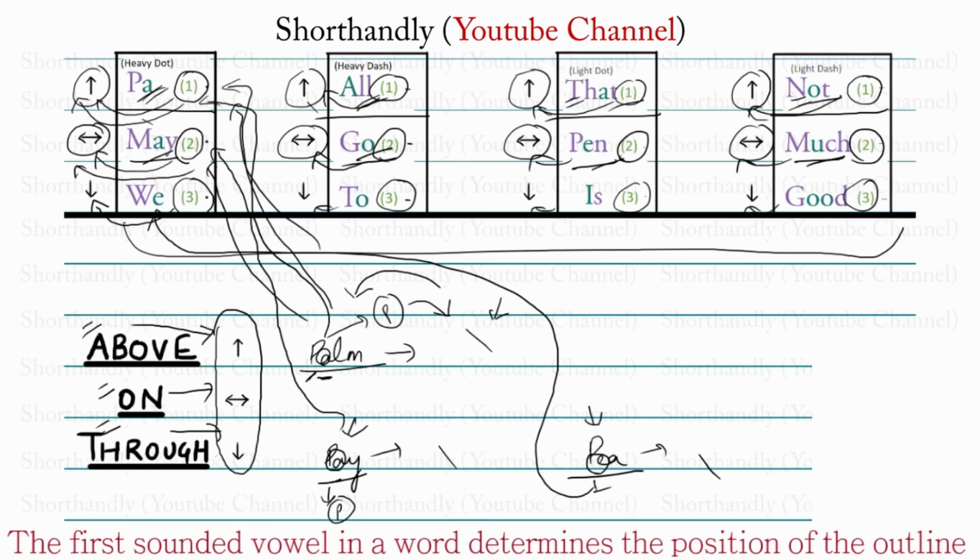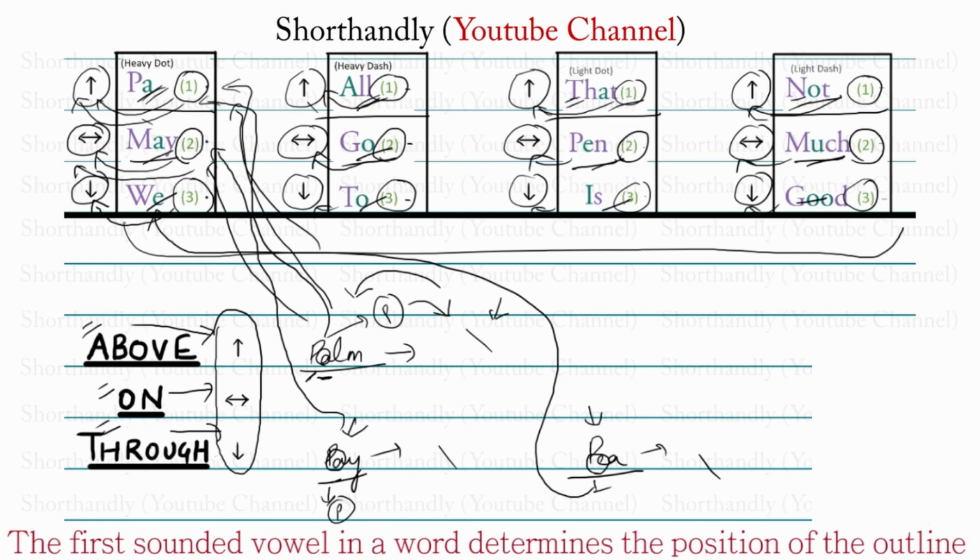Likewise, here we can see the third place vowels like V, to, is and good. All these are third place vowels. So whenever we have any word where the first vowel sound is a third place vowel, we will always make the first outline for that word through the line, as we have this through the line symbol on all these four vowels which are third place vowels.